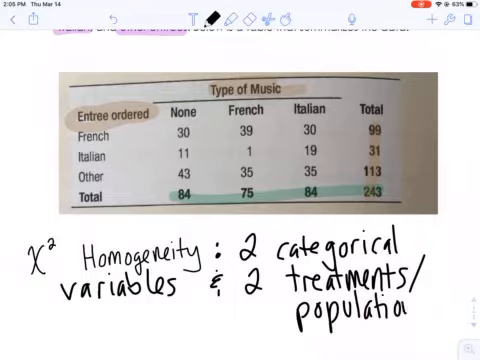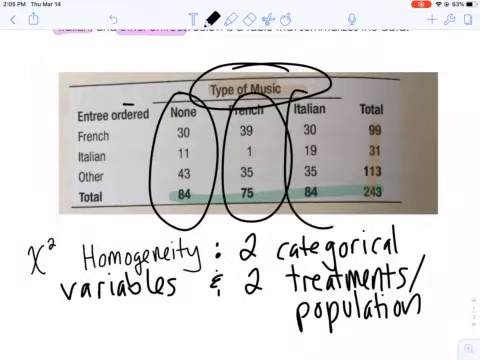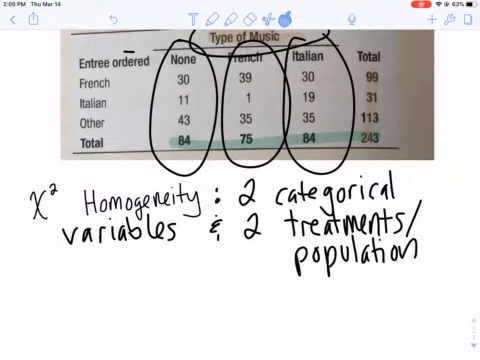In this case, the 2 treatments received were that people were given the type of music, and then they ordered an entree. So those are the 2 different populations. Type of music and entree. We have 3 populations here, actually, excuse me. All the people who were exposed to no music, French music, and Italian music. And then they all had different results. But our 3 populations are the 3 treatments imposed, the type of music. And then based on that, they ordered stuff. So for homogeneity, you notice you're going to have 2 categorical variables and 2 treatments for a population.